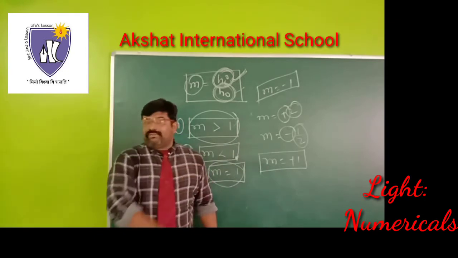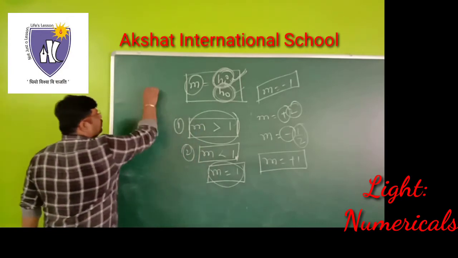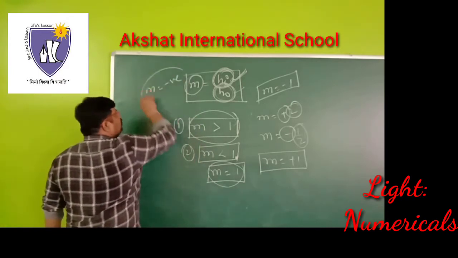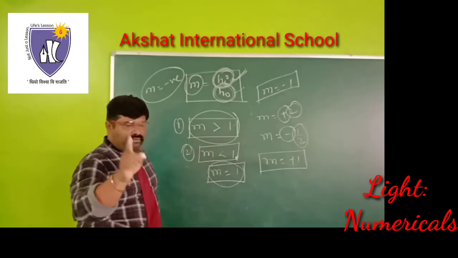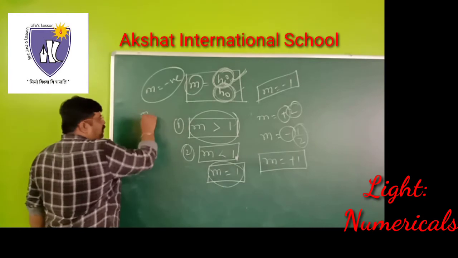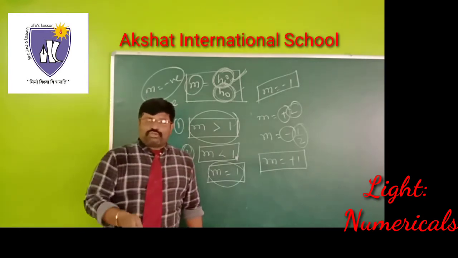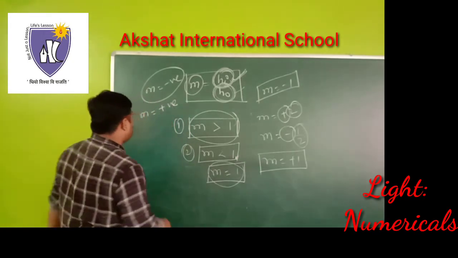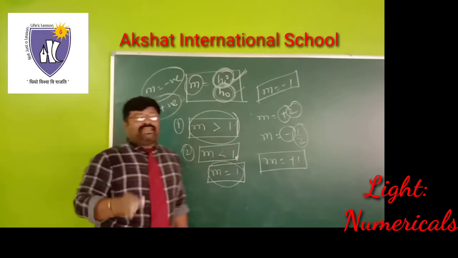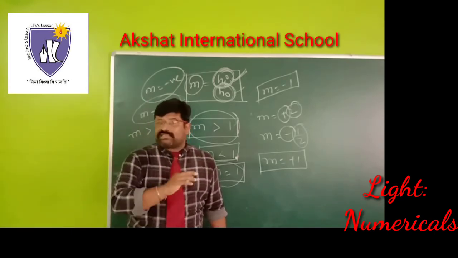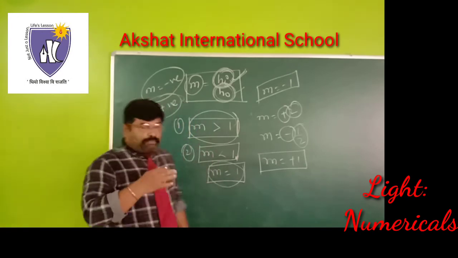Fine. One more time, let's discuss that if m is negative, the image formed is real and inverted, and vice versa. If m is positive, the image formed is virtual and erect, and vice versa. If m is greater than 1, the image formed is an enlarged image. The size of the image is more than the size of the object.